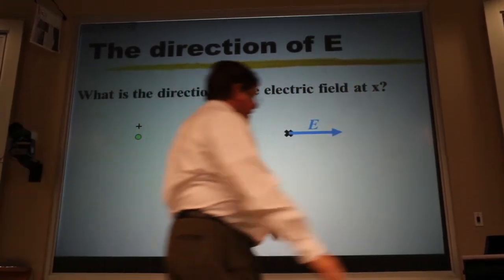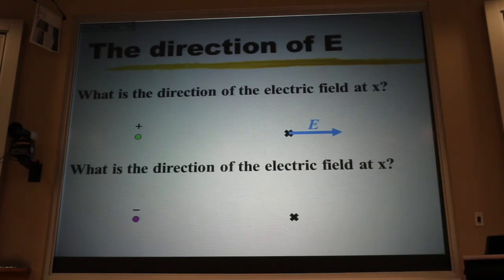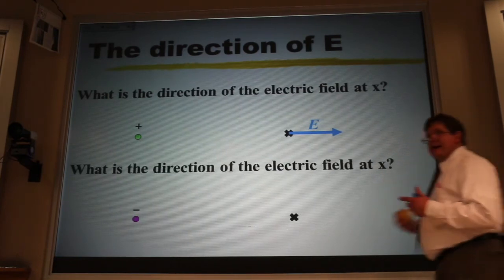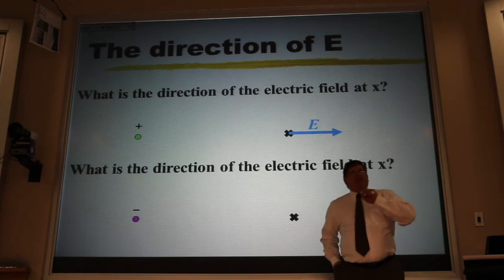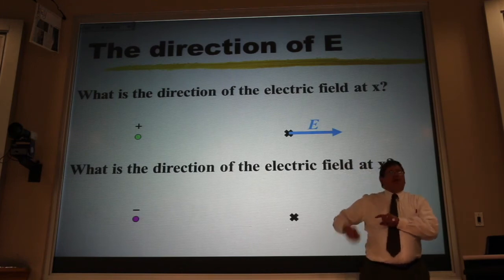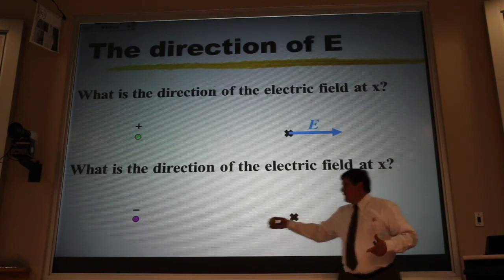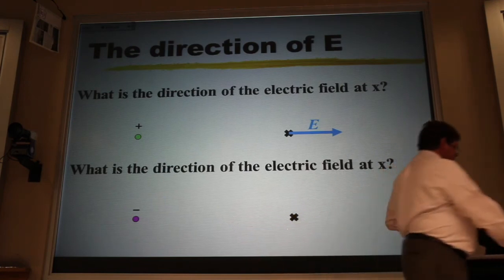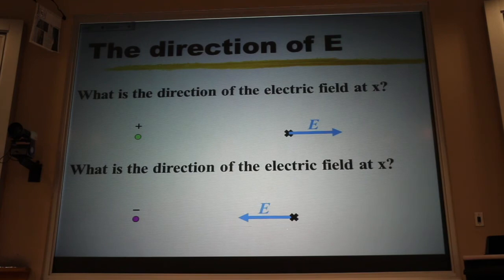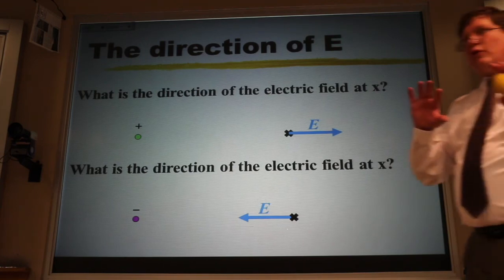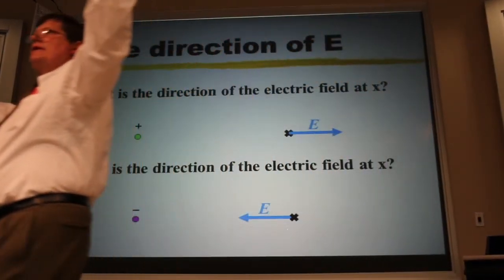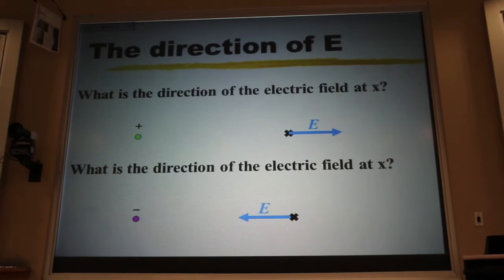Now, if I've got a negative source, a negative Klingon, again, the electric field is the force that would act if I pulled out a plus 1 Coulomb and put it there. Well, a plus 1 Coulomb would be attracted to that, so the field at that location would be towards a negative. And it's always going to be away from a positive and towards a negative.